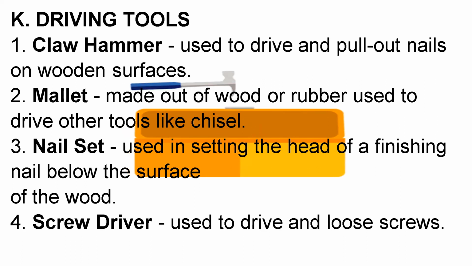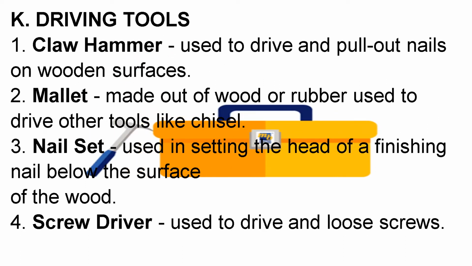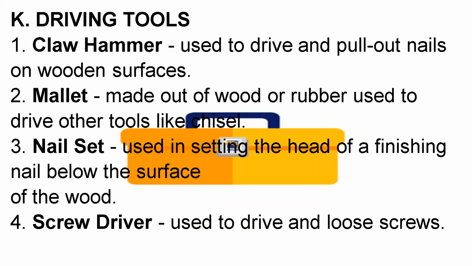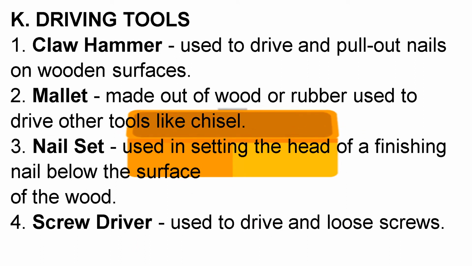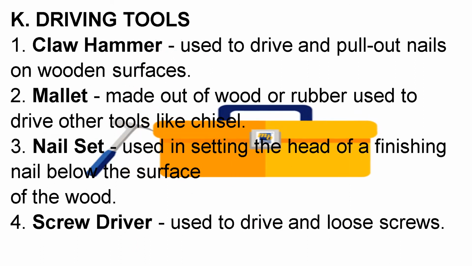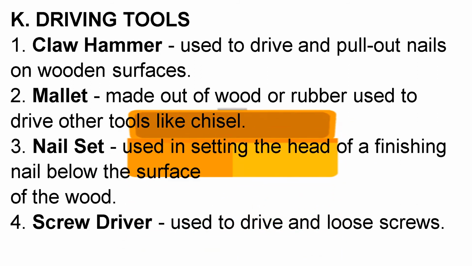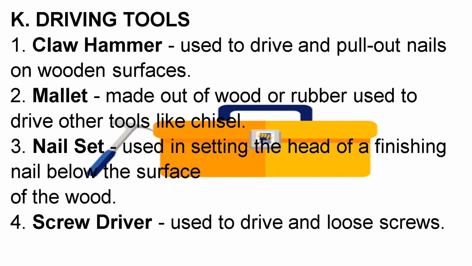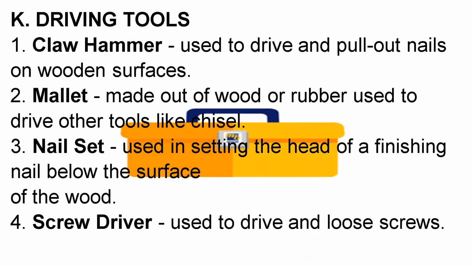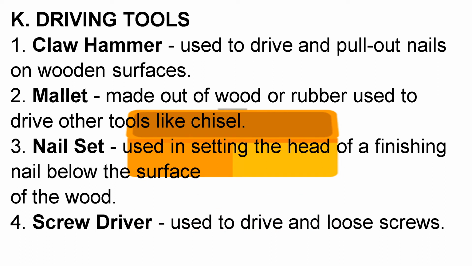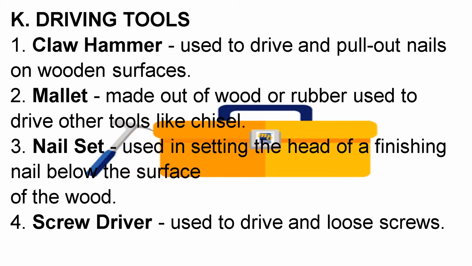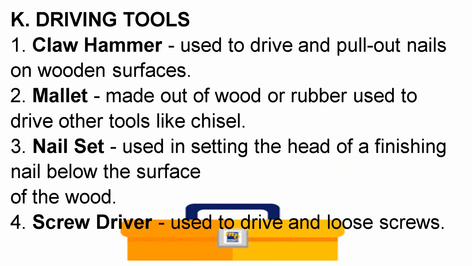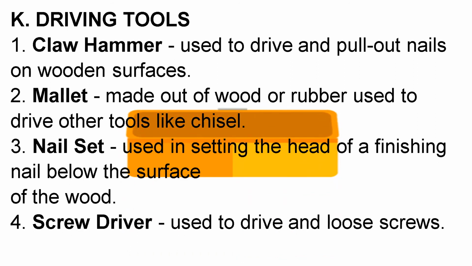Okay, this is the last classification of hand tools. We have the driving tools. The first tool, we have the claw hammer. Claw hammer is used to drive and pull out nails on wooden surfaces. Then, we have the mallet. Mallet is made out of wood or rubber, used to drive other tools like chisel.